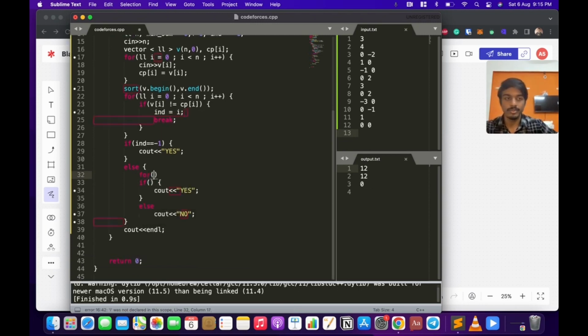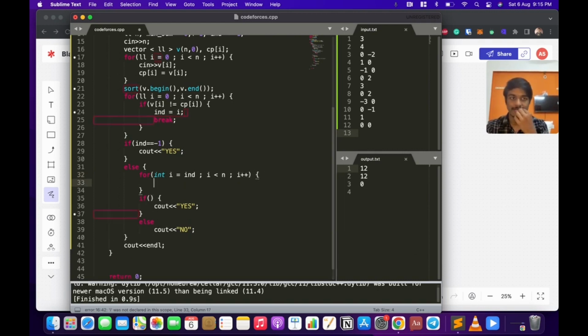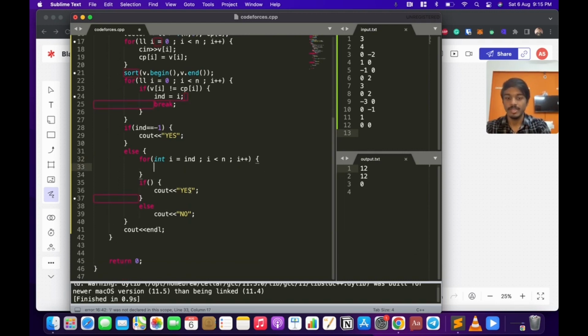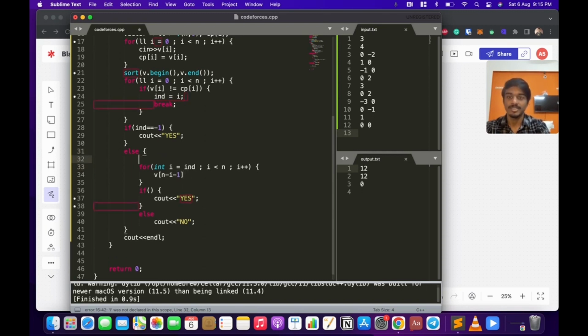Now what we have to do is iterate from index i less than n, i plus plus. So what happens is p of n minus i minus 1, I mean the last number. Yeah, we just set end equal to n minus 1, right?